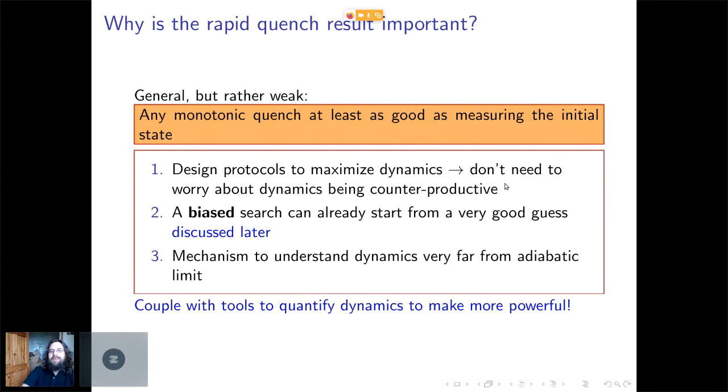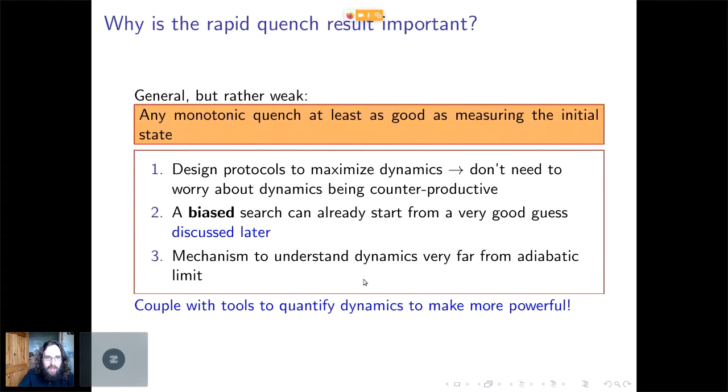One thing that it says is you don't have to worry about your dynamics being counterproductive. Your dynamics are never going to decrease the quality of your solution. So when you're designing protocols, when you're deciding how do I run my adiabatic or my annealing protocol, or what parameters do I pick for my quantum walk, you just maximize the dynamics. You don't need to worry about, are the dynamics going to help me? You know they're going to help you. That's what this theory says. You can also, as I already mentioned, use a bias search.